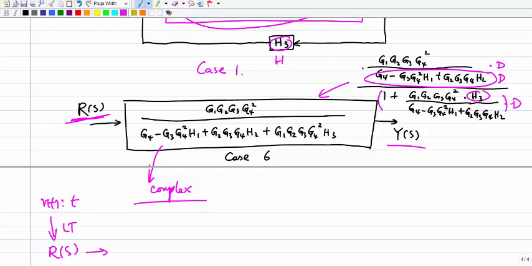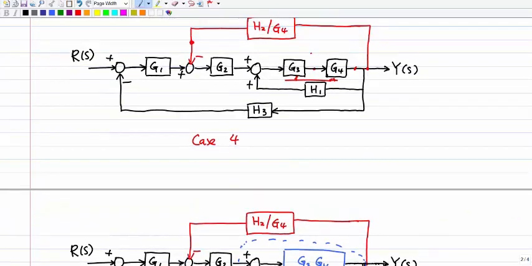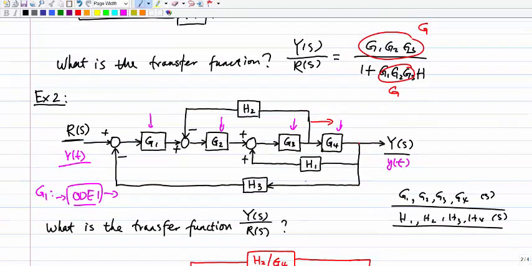This transfer function I already figured out. It's already determined by this whole complex stuff. I can figure out my Y(s). Then I can do the inverse Laplace transform to figure out y(t). If I don't use this approach and directly look at the differential equation, it's almost impossible to find the output if I give it an input. So that's the beauty of the block diagram.